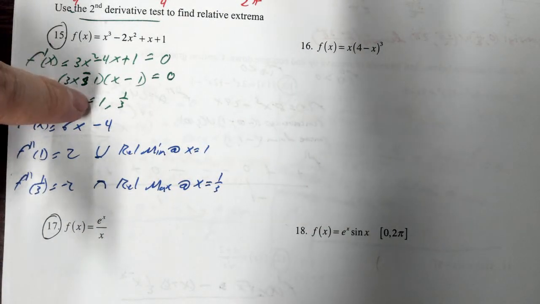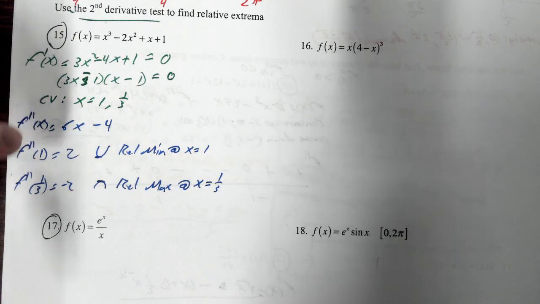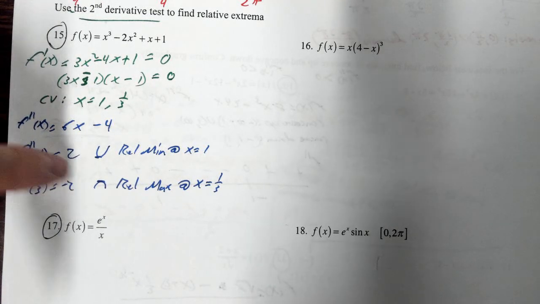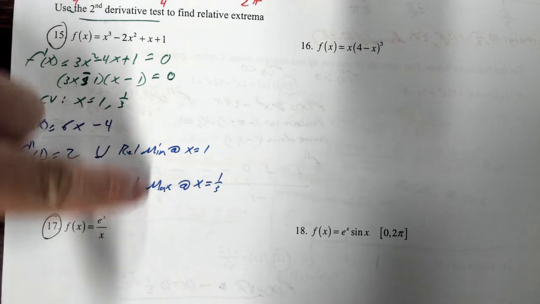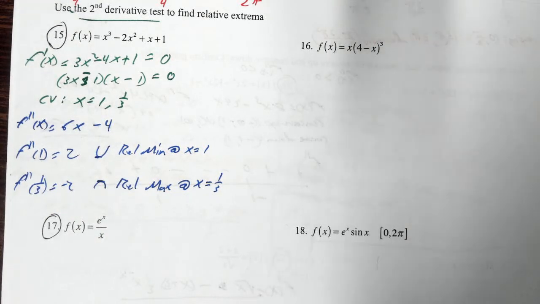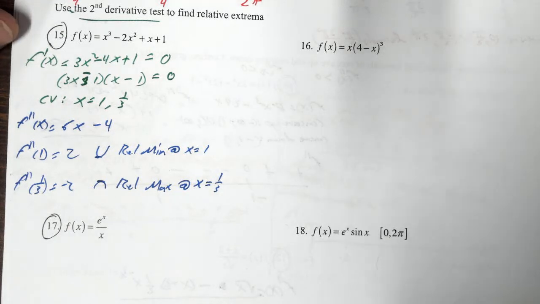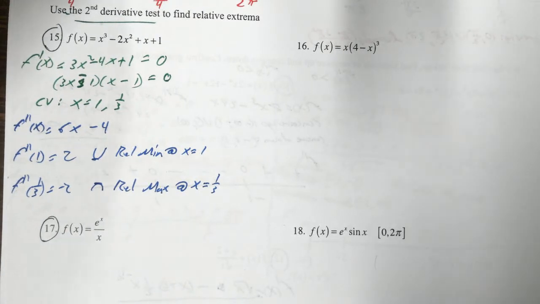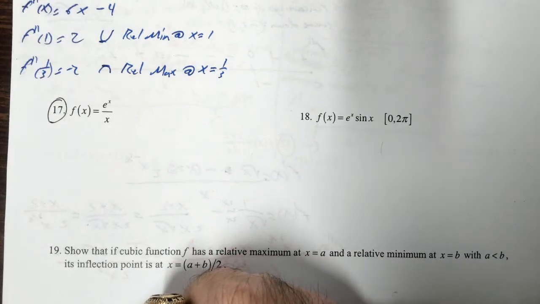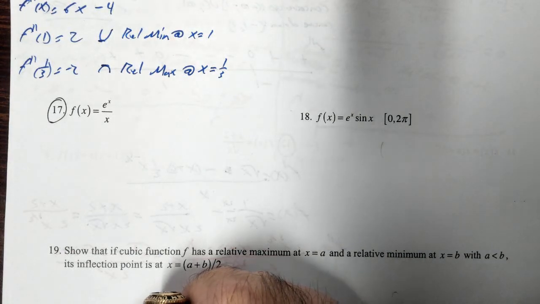Take the first derivative, find its critical values. Take the second derivative, plug the critical values into the second derivative. That tells you where you have relative max or min based on its concavity. If f double prime equaled 0, then we would say the test fails and is inconclusive. I'm just going to do one more because it's almost been an hour.